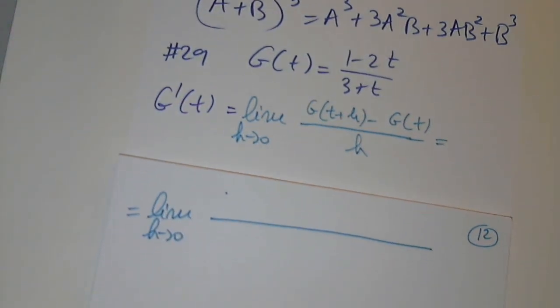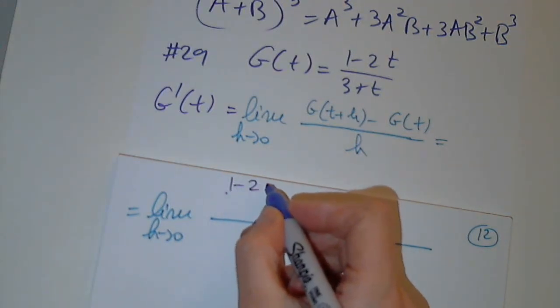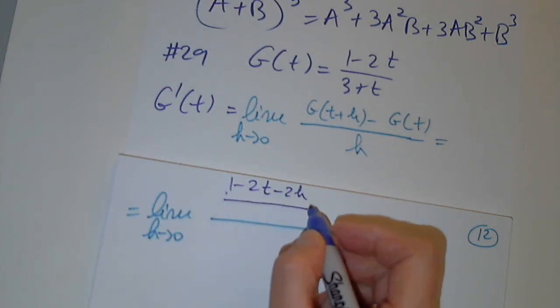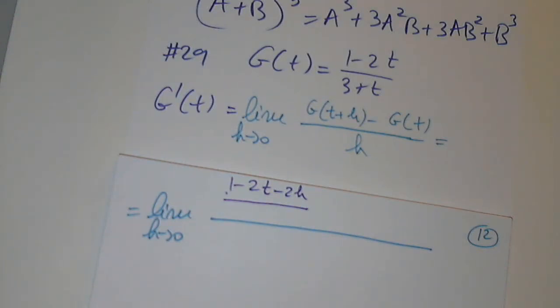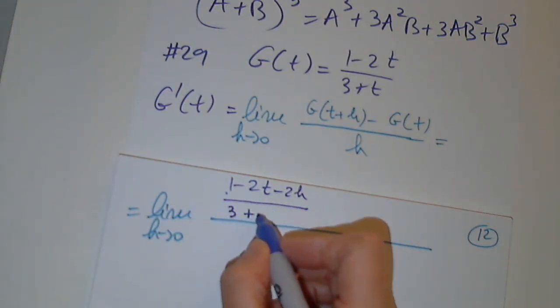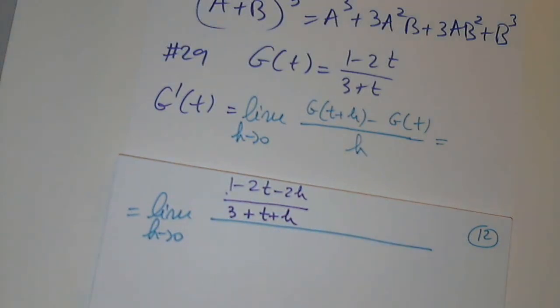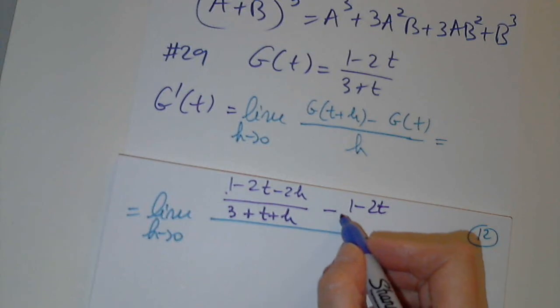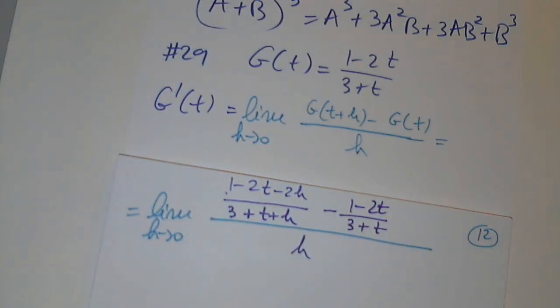Can anyone dictate the numerator? 1 minus 2 times t plus h. Yes, but you have to use parentheses or you go ahead and simplify. So it's one or the other, right? So t plus h, because t is t plus h. So when you distribute -2, we say -2t minus 2h. It's better to do it in one step if we can. If not, just write parentheses and come back to it. And now minus g of t, which is 1 minus 2t over 3 plus t, divided by h.